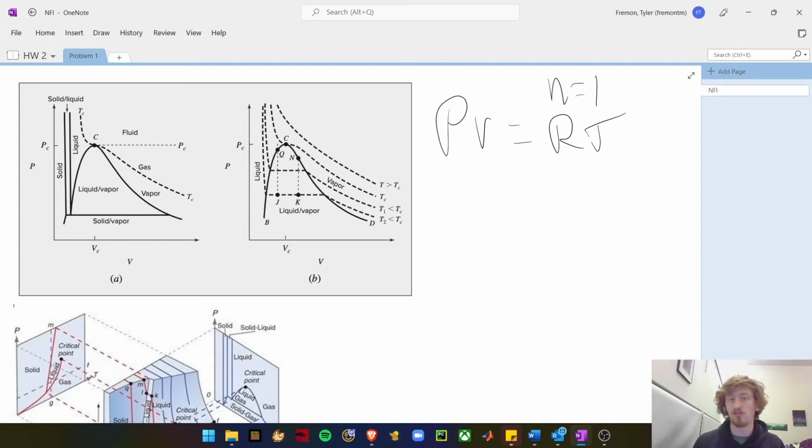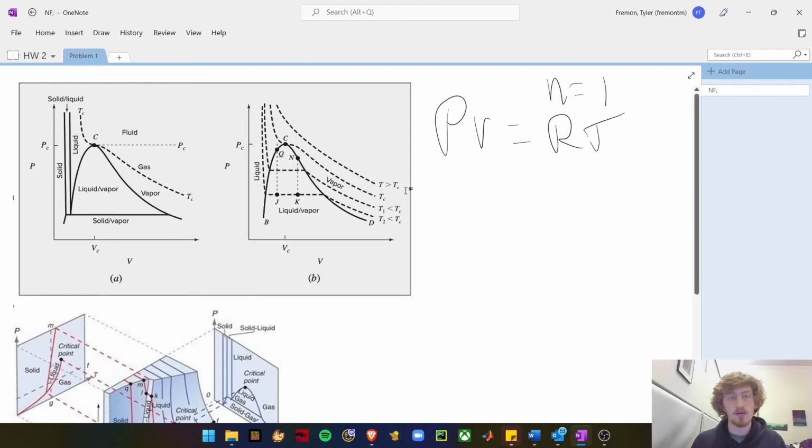What the van der Waals equation does is it accounts for this volume, and it also accounts for the attraction that the molecules of gas feel for each other. So the last thing I'd like to look at before we get started with the van der Waals equation is this little region right here. And this region is empty.